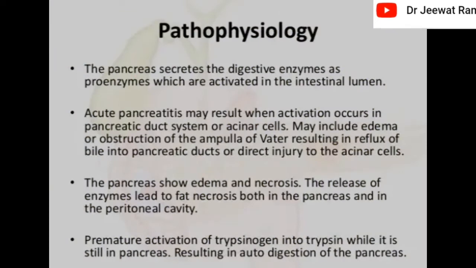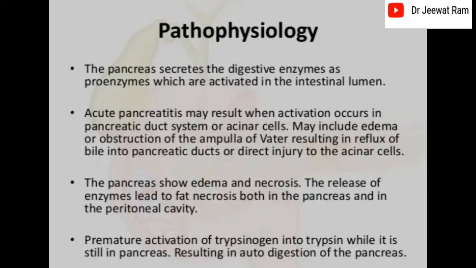Pathophysiology of acute pancreatitis. The pancreas secretes the digestive enzymes as proenzymes, which are activated in the intestinal lumen. Acute pancreatitis may result when activation occurs in the pancreatic duct system or acinar cells. This may include edema or obstruction of the ampulla of Vater, resulting in reflux of bile into pancreatic ducts or direct injury to the acinar cells.